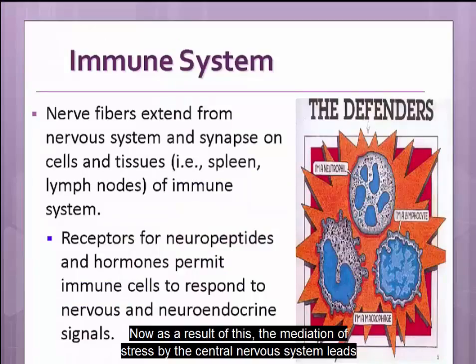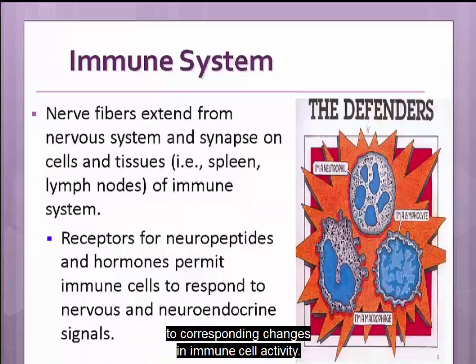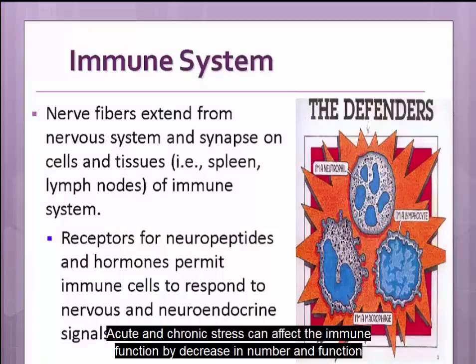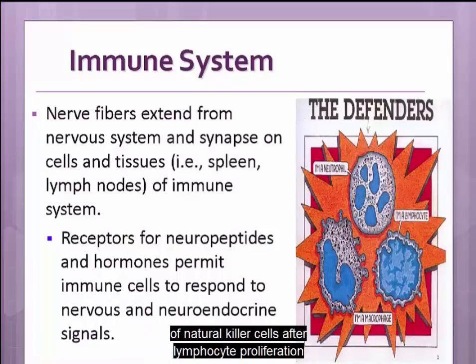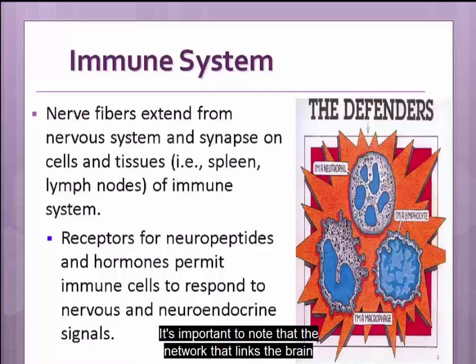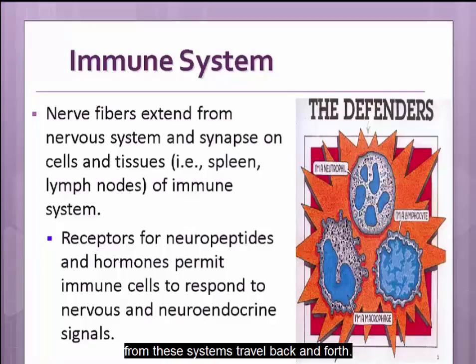Now, as a result of this, the mediation of stress by the central nervous system leads to corresponding changes in immune cell activity. Acute and chronic stress can affect the immune function by decrease in number and function of natural killer cells, lymphocyte proliferation, and decreased production of cytokines. It's important to note that the network that links the brain with the immune system is bidirectional, and the signals from these systems travel back and forth.